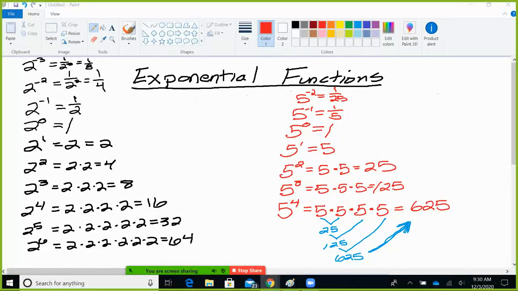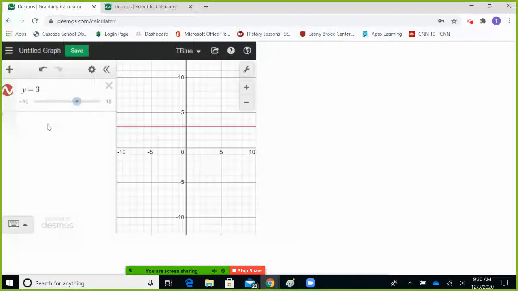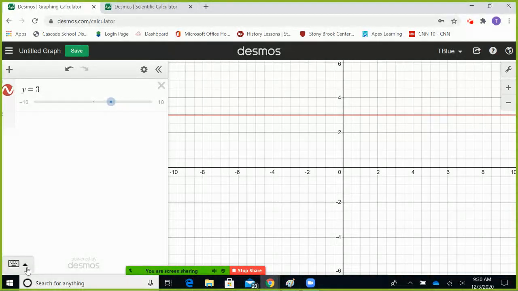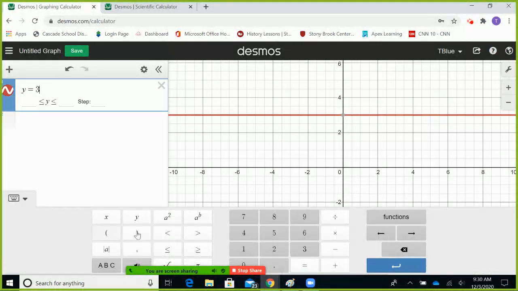Okay. So y equals... can you see, is it pixelated now? Can you see my Desmos calculator? Oh, you cannot see my calculator.